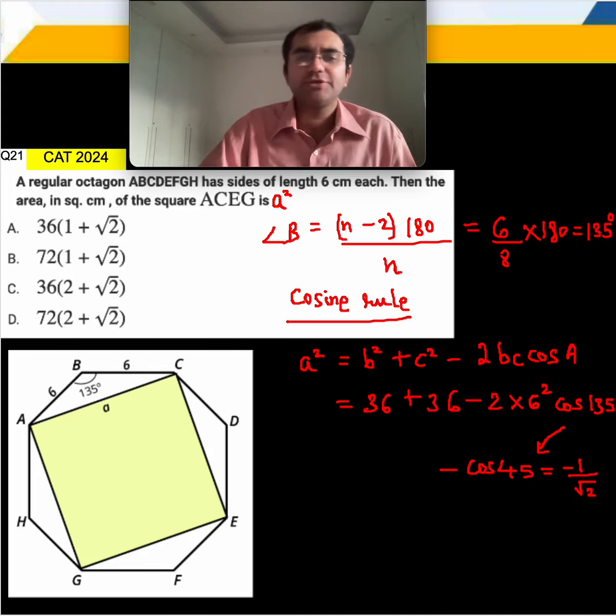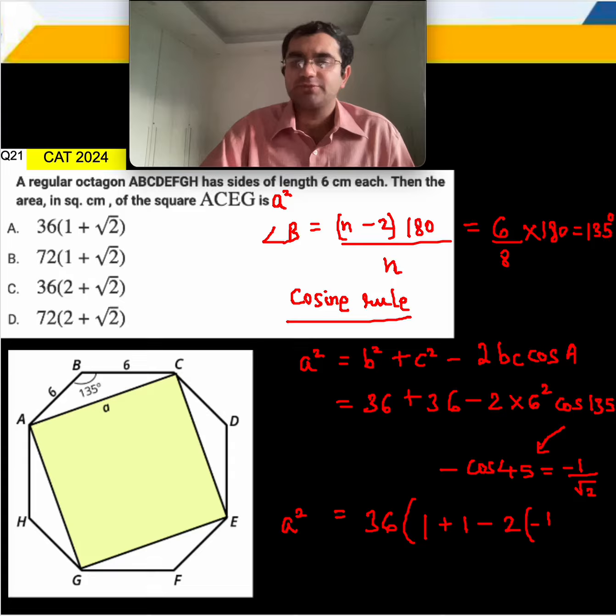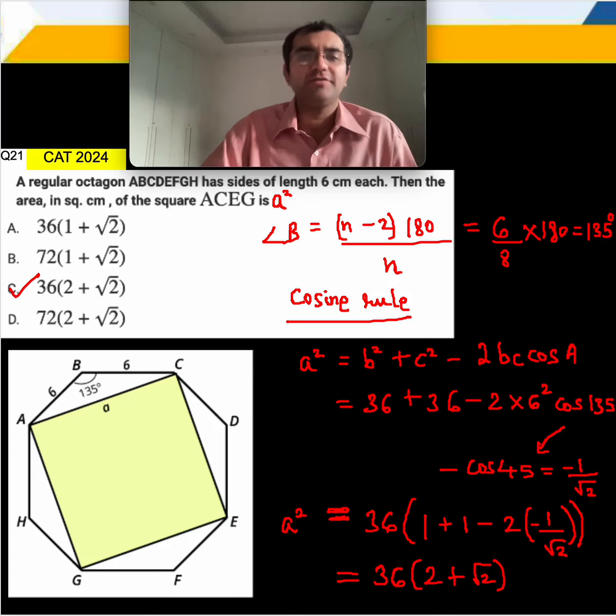We substitute and our answer will come. Take 36 common. 1 plus 1 minus 2 into minus 1 upon root 2. Root 2 and 2 cancel here and root 2 remains, so you'll get 2 plus root 2. 36 into 2 plus root 2. The answer is C part for question 21.